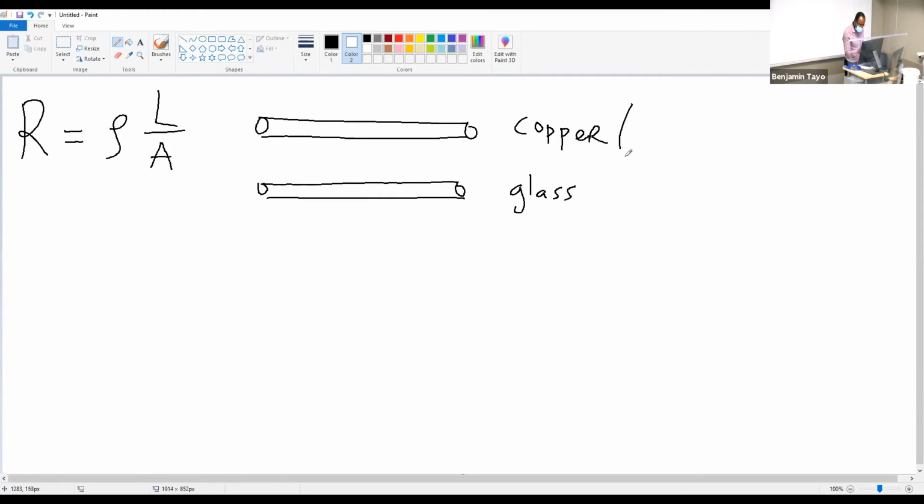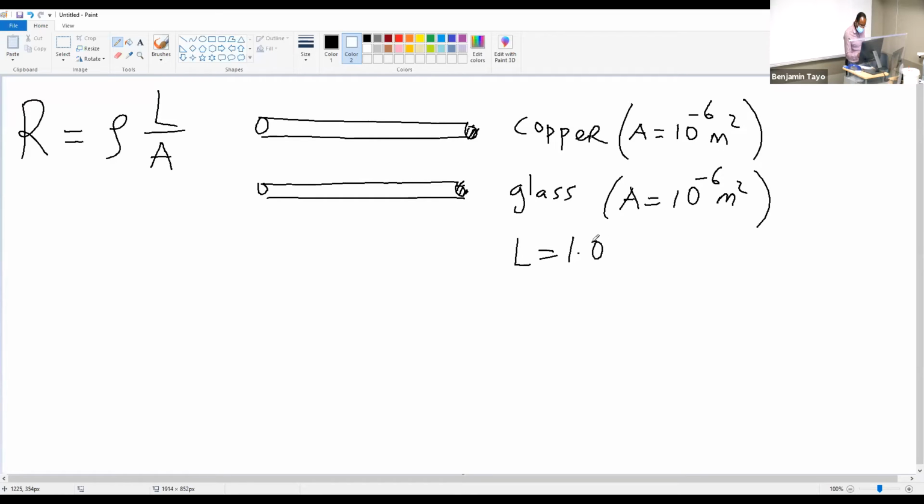Now for each of these, let's take the area to be, let's just say, 10 to the negative 6 meters squared. So the same area, 10 to the negative 6 meters squared. And when I talk about area, I'm talking about this cross-sectional area here. And then we'll also say that the length is the same, so we'll just use the length of 1.0 meters.